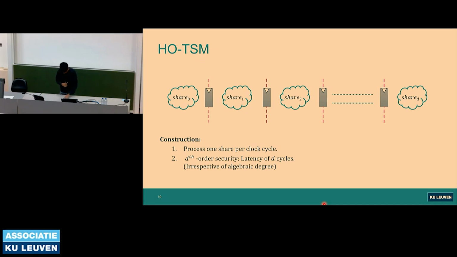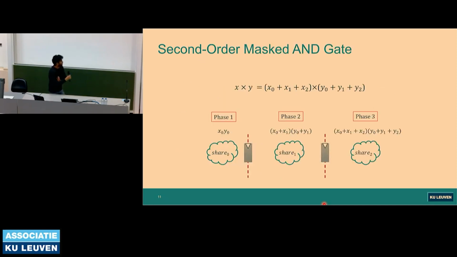Now again, I'll use an AND gate, which is a very simple example, but it's easy to understand this way. It's split into 3 phases. Each input is split into 3 shares because it's second order. And then you have 3 phases, 2 register stages. In the first phase, you only operate on 1 share, which is x0 and y0. And then in the next phase, you include x1 and y1. So you partially compute the products as you go on. And then finally, you include x2 and y2 to get the final results as 3 shares.